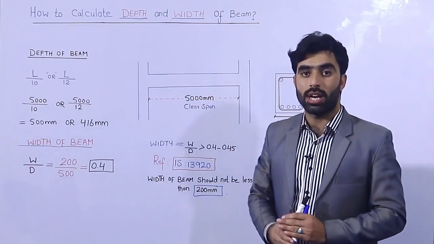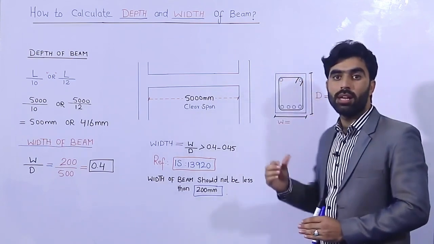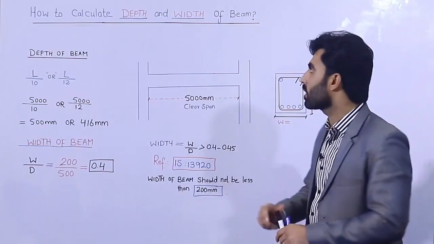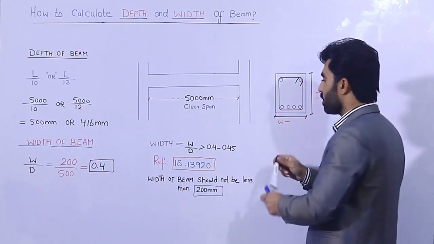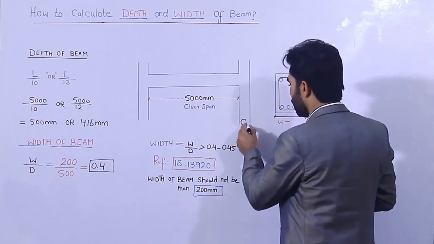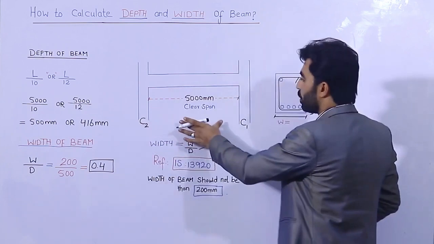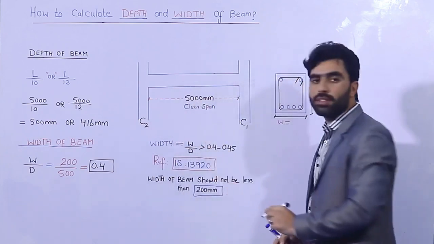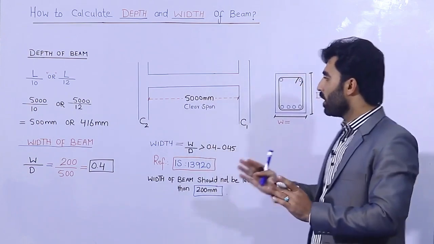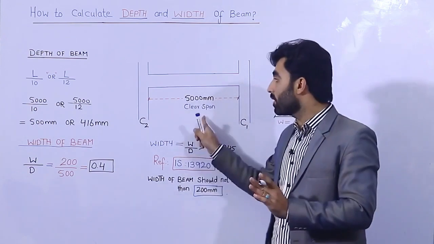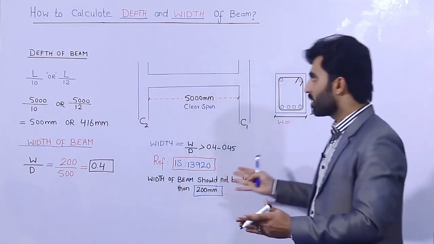Today in this short video lecture, I would like to guide you about the depth and width of a beam by thumb rule. So let's get started guys. As you can see, this is the section of a beam, and this is column 1, C1, and column 2, C2. The clear span between the two columns is 5000 millimeter or 5 meter. If the span between two columns is 5000 mm, what should be the depth and width of the beam?